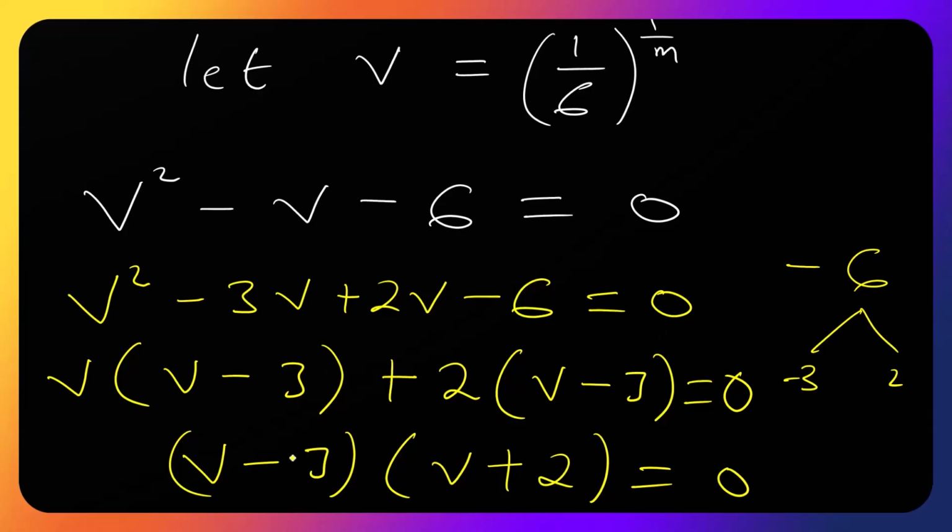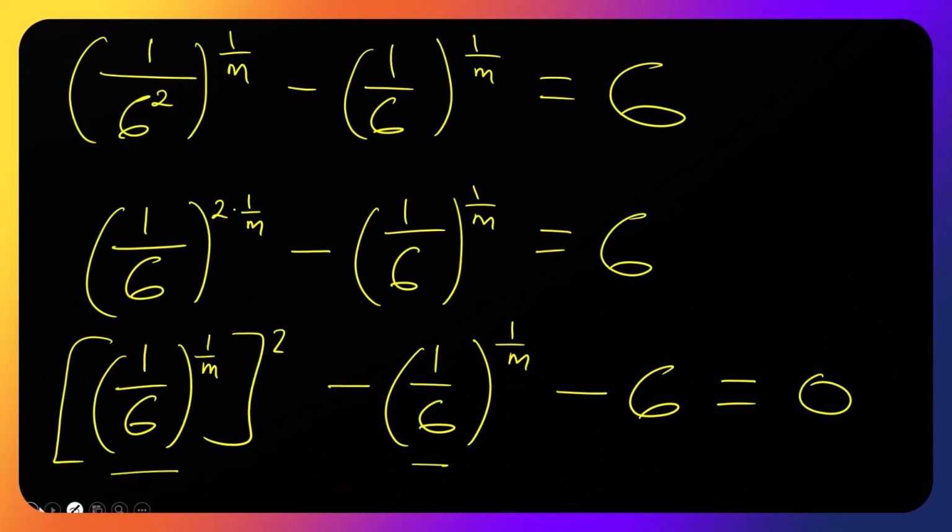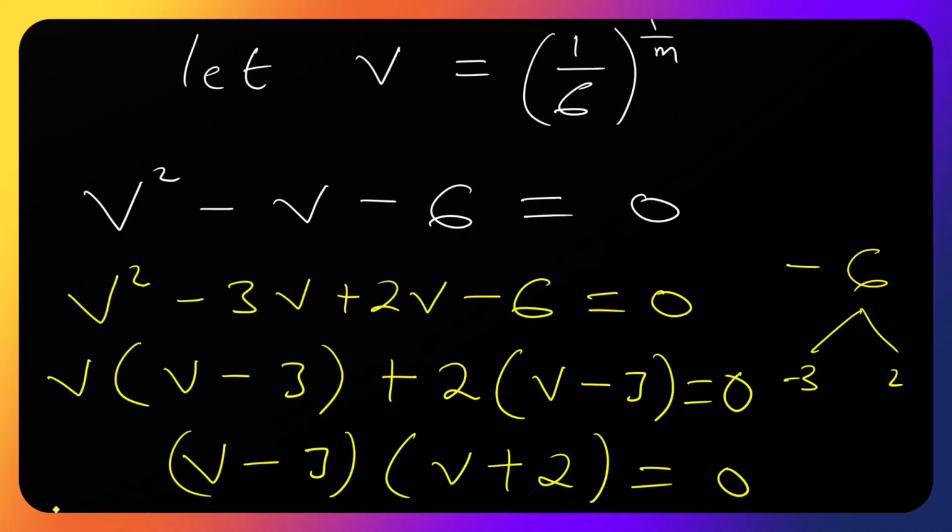So that is the zero product. v minus 3 equal to 0, therefore v equals 3, that is v1. And v plus 2 equals 0, then we have v2 as minus 2. Now remember, when we recall, we said this, don't forget. So let's recall from there.